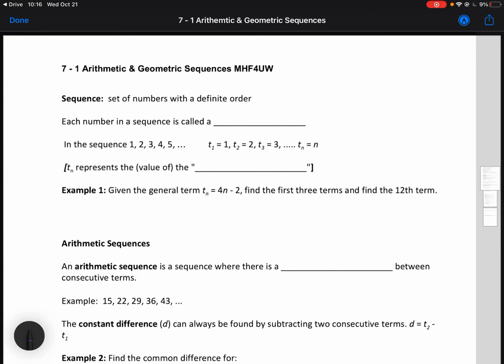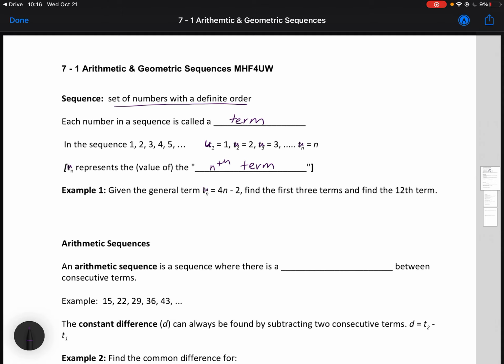Arithmetic and geometric sequences. A sequence is a set of numbers that have a definite order. Each number in a sequence is called a term. So in the sequence 1, 2, 3, 4, 5, term 1, we usually use U1 or T1. They mean the same thing. The formulas in your IB formula booklet use U, so I'll be changing all the T's to U's. So Un represents the value of the nth term.